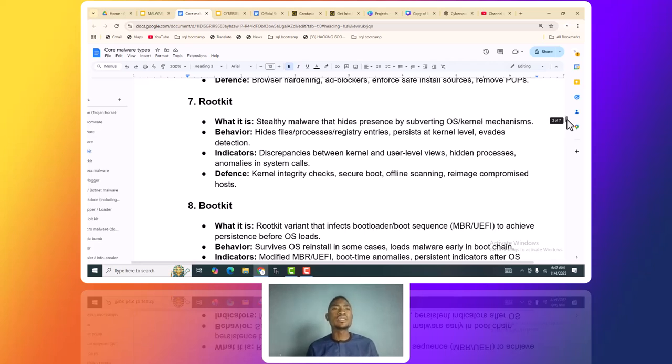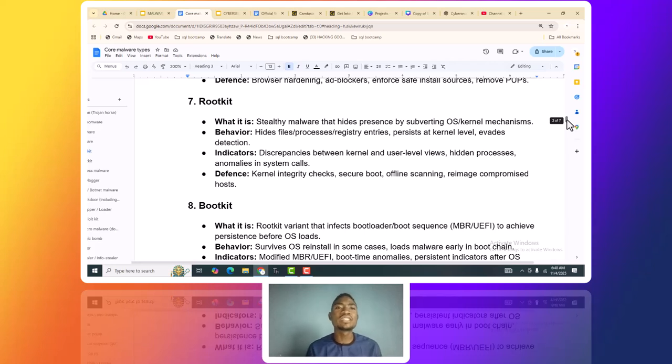Another one is called rootkit. Rootkit is a malware that hides its presence by subverting the operating system or the kernel mechanism. Sometimes you cannot see the icon, you might not even see the file, you cannot see the application, but it's carrying out its tasks. And so sometimes it hides files and processes, affects registry entries, persists at kernel level, or even evades detection. This is the work of rootkit.